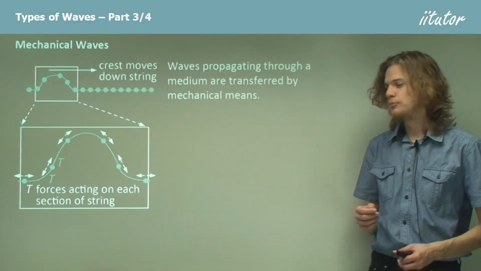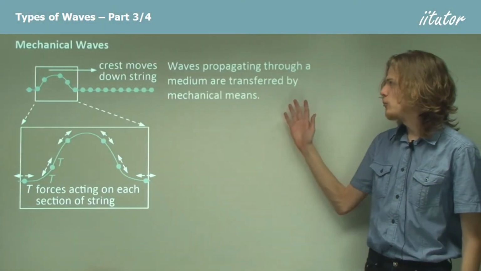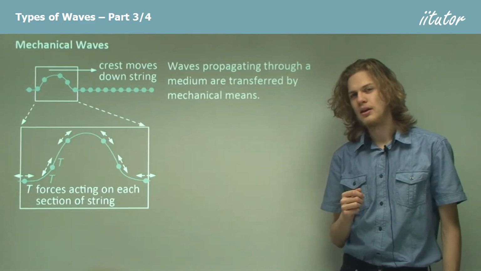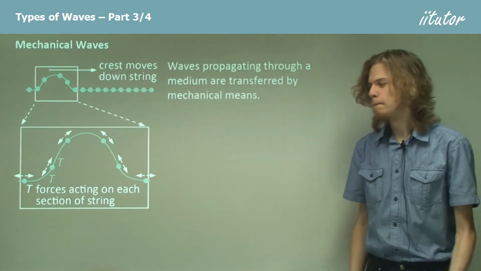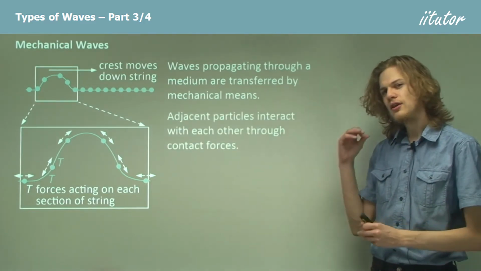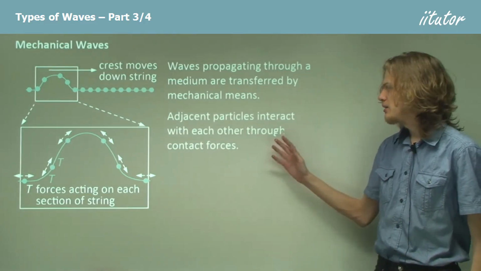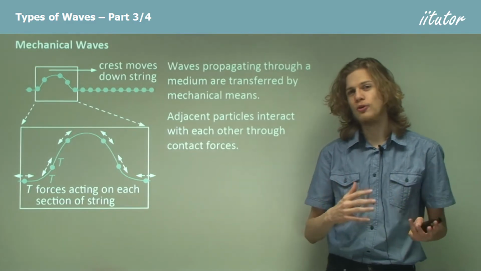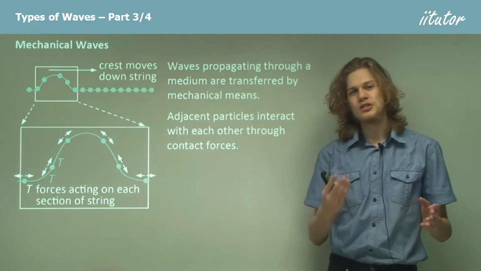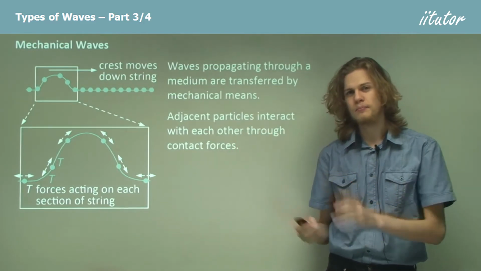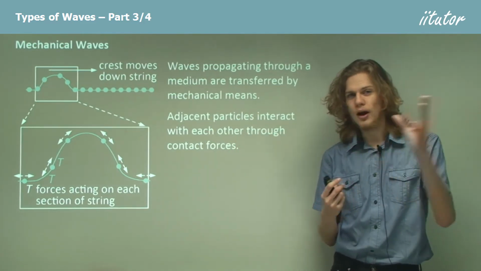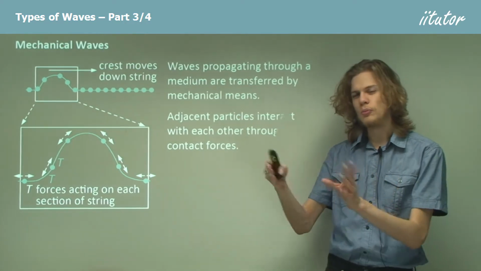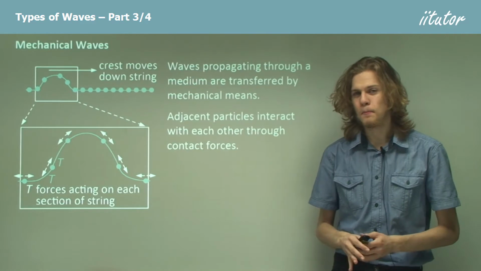Now, if we look at waves propagating through a medium, they'll mostly be transferred by mechanical waves. So what is a mechanical wave? Well, it turns out that adjacent particles can influence each other through contact forces. So for a longitudinal wave through a solid or a liquid or a gas, this influence is simply the particles colliding with each other. So if a gas particle is vibrating left and right, then it will bump the particles to the left and right of it, and that will cause the disturbance to propagate through the gas.